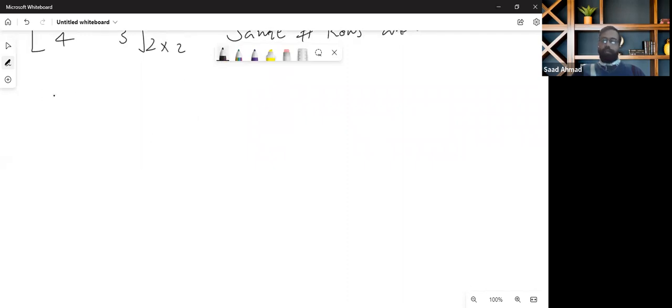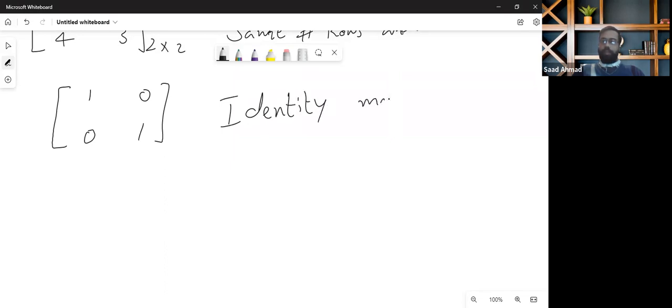Then there are some different specific types of matrices. The famous ones are like this. These are called the identity matrix. It's represented as I, and it's 2 cross 2 like that. So these are identity matrices.